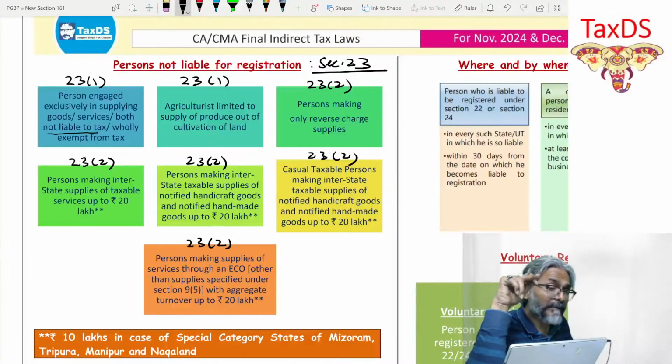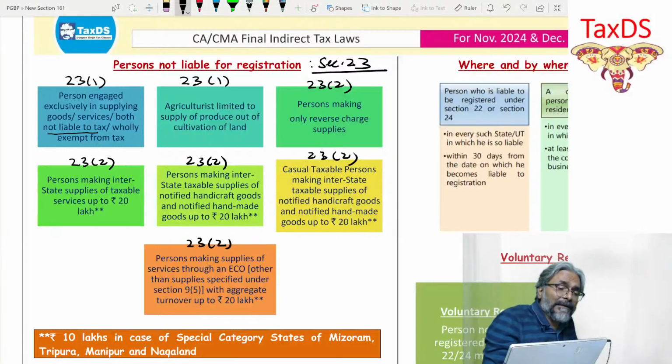Now the second in 23(1), if you see, is the agriculturalist. That agriculturalist, students, should be an individual or HUF. It is not for all. This is only for individual or HUF.